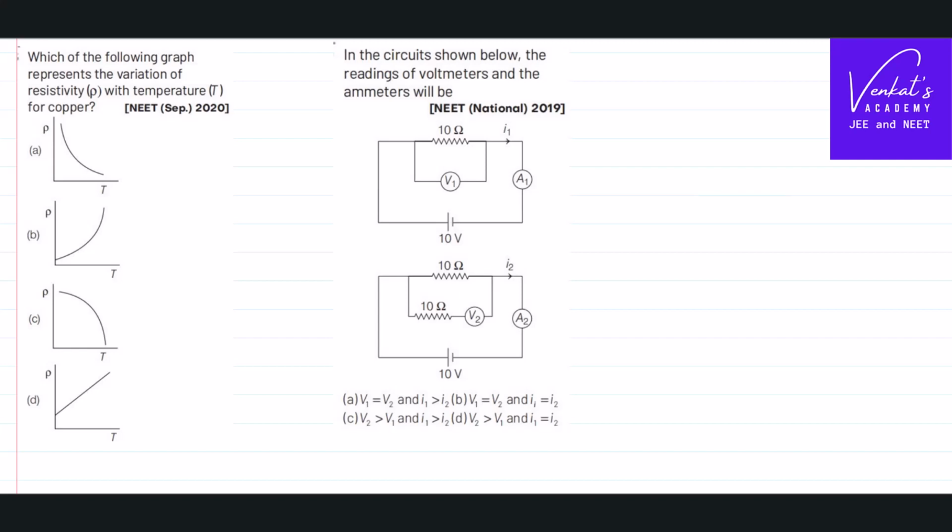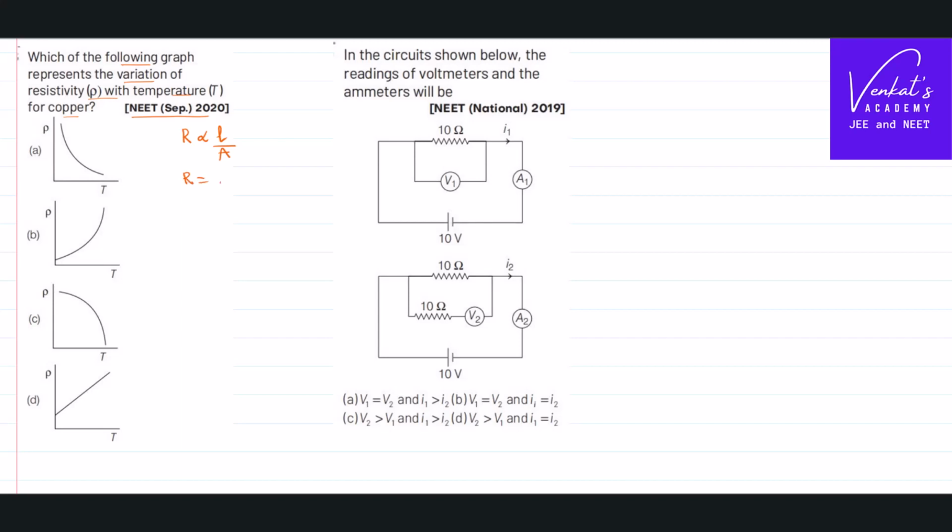Let's solve this NEET 2020 question in current electricity. Which of the following graph represents variation of resistivity with temperature? We know resistivity is, first of all, where do you get this resistivity? Resistance of a wire is directly proportional to length, inversely proportional to area.